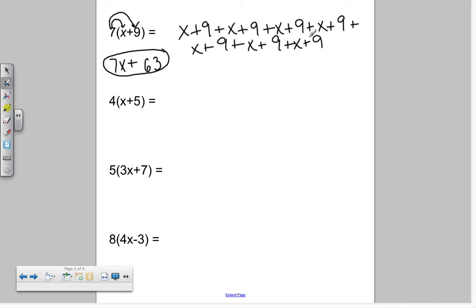x, x, x, x, x, x, x, 7 groups of x's, so it's 7x. 9, 9, 9, 9, 9, 9, 9, 63. Okay, this method is going to take too long, so let's try to move to this method.